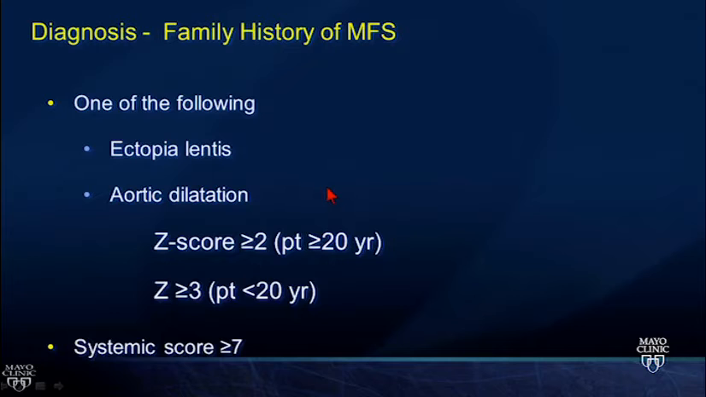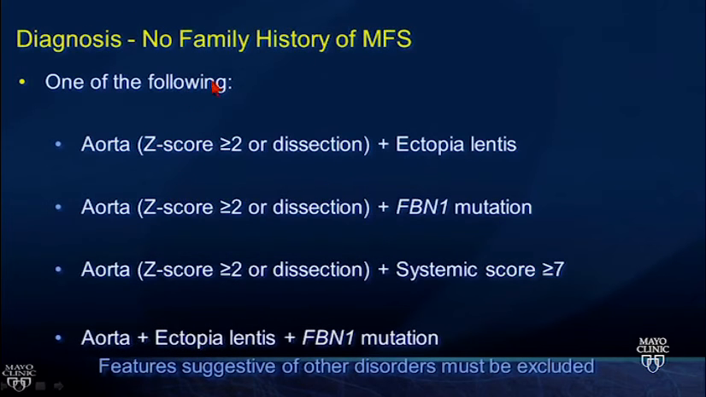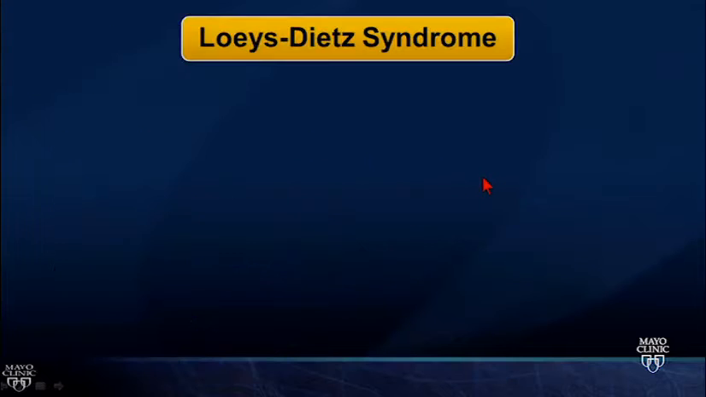When there's no family history, then you have to have, again, a dilated aorta, and then some of these systemic features, and also genetic testing. So there are different criteria depending on whether there's family history or not. A quarter of the patients do not have a family history because there are new mutations.